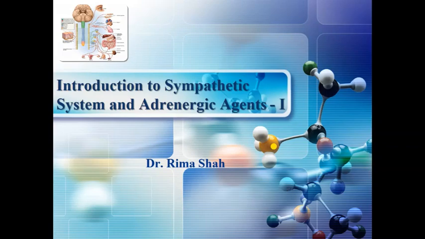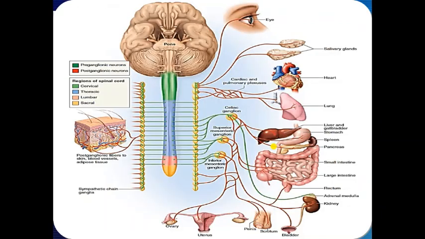Hello students. In today's session we are going to discuss the sympathetic nervous system and drugs which are acting on the sympathetic nervous system. In previous sessions of the autonomic nervous system, you have learnt about the parasympathetic system. You all know that parasympathetic nervous system fibers arise from the craniosacral region of the spinal cord. Exact opposite to that, sympathetic nerve fibers arise from the thoracolumbar region of the spinal cord.